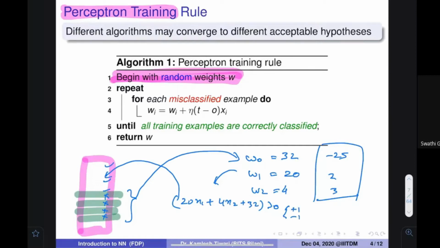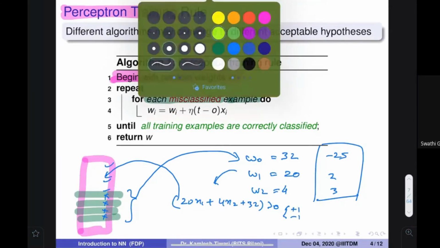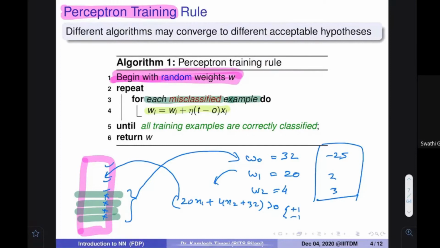So what it is telling is, for each misclassified example, you update the weights using a particular formula. We'll discuss the formula in detail. There is some formula that tells you how to modify the weights. Let me remove this. So what would happen if you use this formula? This 32 may change to 30, this 20 may change to 25, and this 4 may change to minus 6.